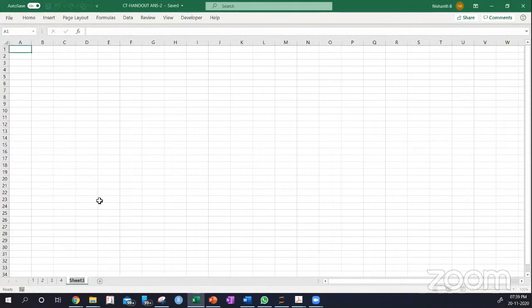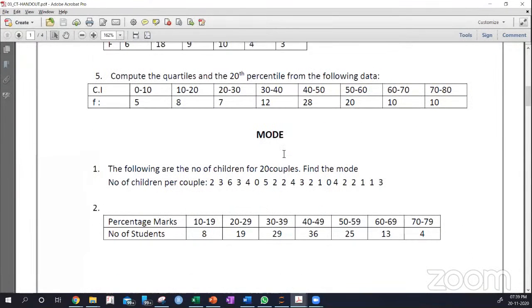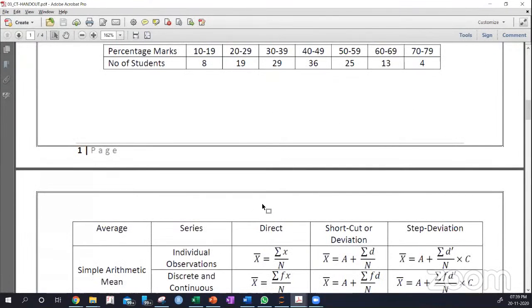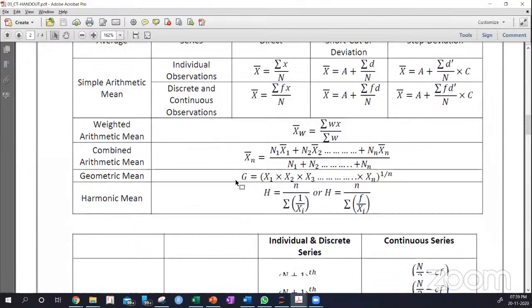Whenever you're solving problems on median, we'll first look at the formulas here. Are you able to see my screen? Yes, sir. You're seeing only the PDF file, or are you seeing the chat box and all? What is that you're seeing? Handout only. Only handouts. Okay.